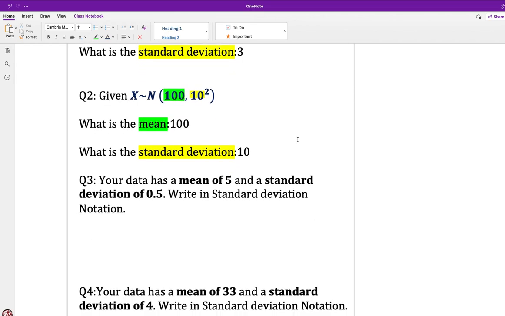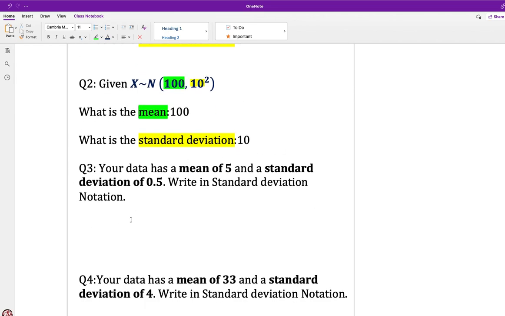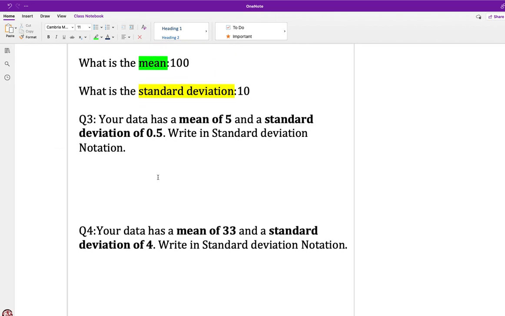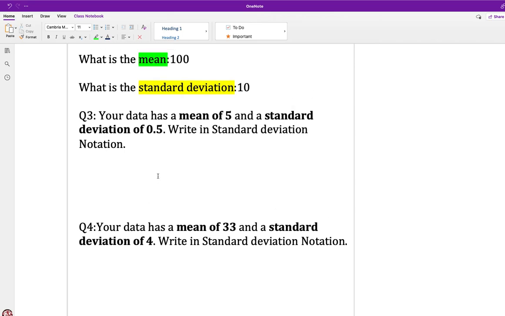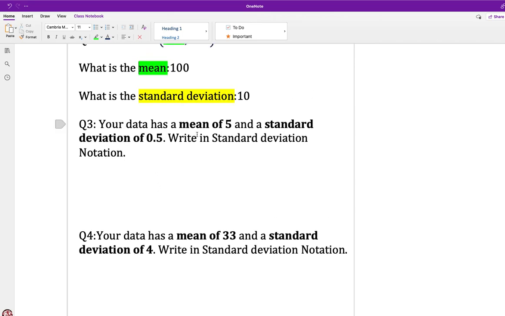Now, what if I gave you the mean and standard deviation? Could you write the notation of that? So here are two questions. In the first one, your data has a mean of 5 and a standard deviation of 0.5. Write the standard deviation notation. And the second one is your data has a mean of 33 and a standard deviation of 4. Write that standard deviation notation.